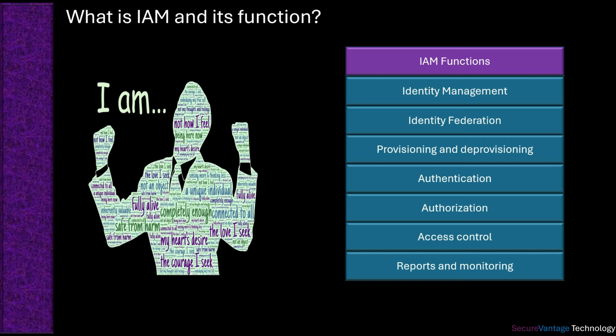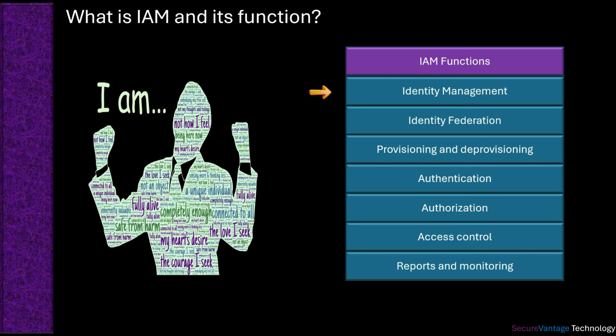Core functions of identity and access management include identity management, identity federation, provisioning and deprovisioning of users, authentication, authorization, access control, and reporting and monitoring.